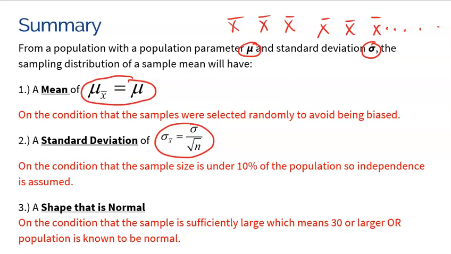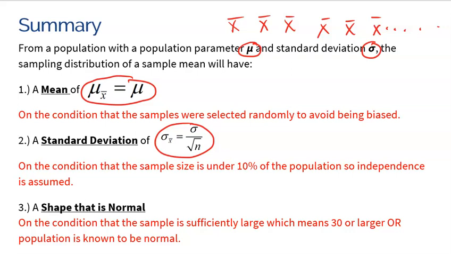And lastly, the shape is going to be normal, as long as central limit theorem tells us that our sample size is 30 or larger, or, as I just mentioned, even if your population is known to be normal, then honestly, you could be any sample size. So don't get too fixed on, I gotta be 30 or larger. That is true if you don't know anything about your population, but if you know the population is normal, then under 30 is okay as well. So, that's it, guys. This is pretty easy.